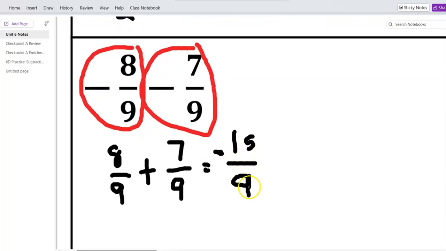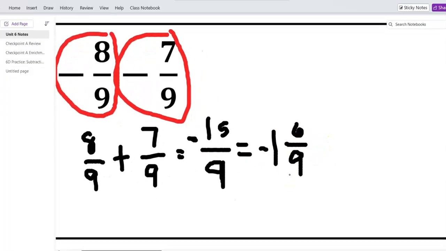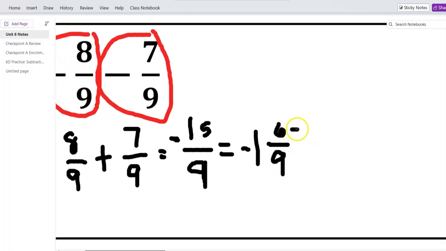Now we've got an improper fraction here, and we will never leave our answer as an improper fraction. So I know 9 can go into 15 one time. And if I take one grouping of 9 out of 15, that means we will have 6 left over in the numerator. And then one last step, I can see the 6 and the 9 here, both can be simplified. They can both be divided by 3. So if we divide those both by 3, we would get negative 1 and 2/3.